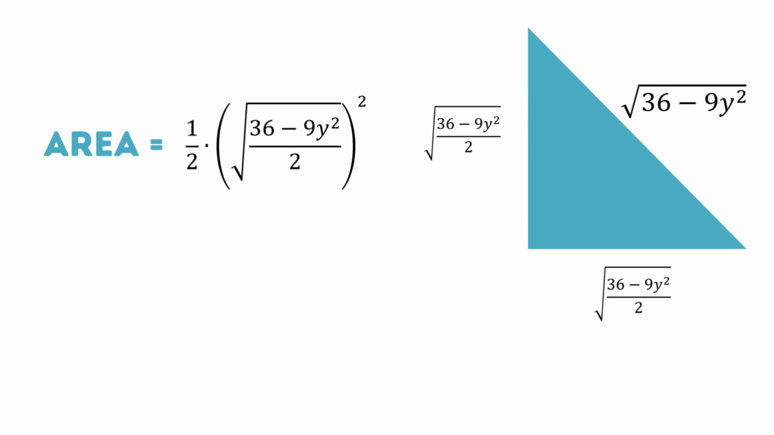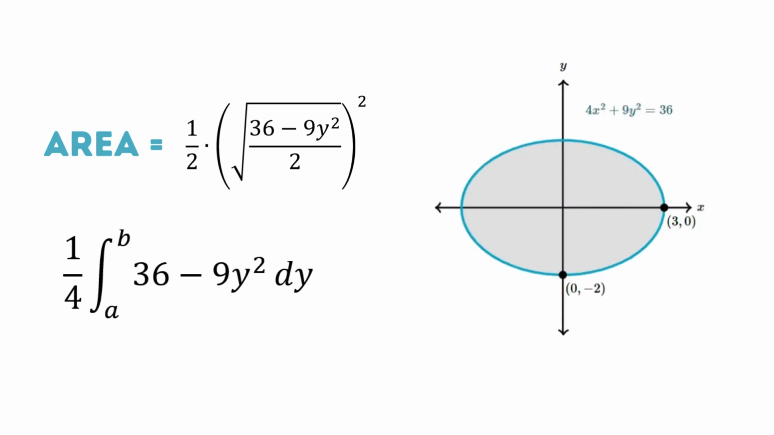Okay, so this means if I calculate the area, it's going to be 1/2 the legs squared, and each leg is the square root of 36 minus 9y squared over root 2. Well, if I square that, because it's the leg squared, I'm going to get 36 minus 9y squared inside my integral, and I can bring out a 1/4 out front.